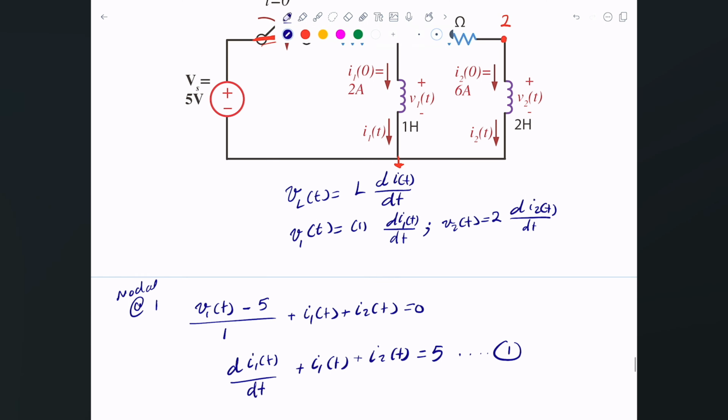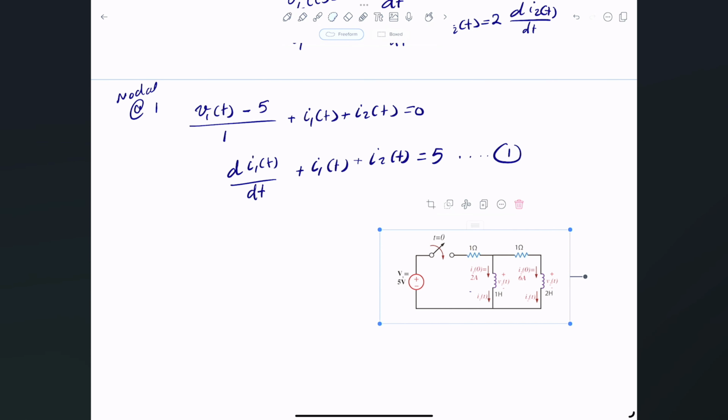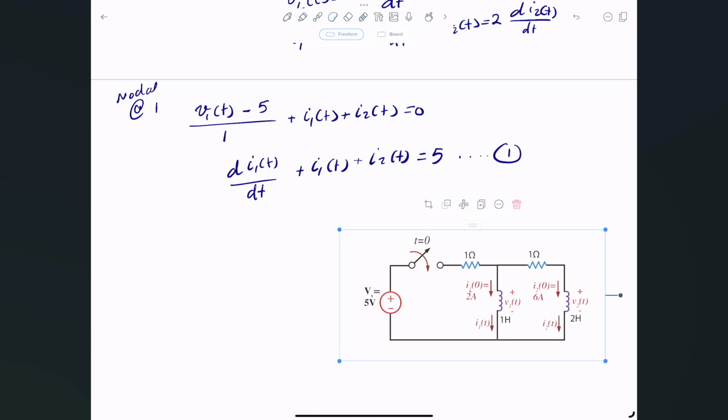So I don't have to scroll up and down, I'll just paste an image of it. All right. So what we're doing now is we assume that this one here is 1, this one here is 2. This is my reference. So I'll write nodal at 2.